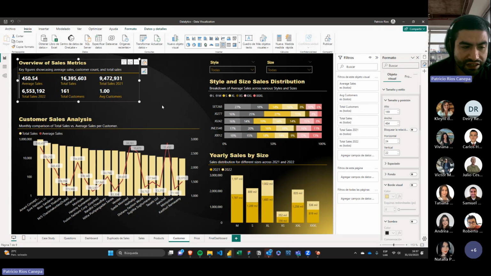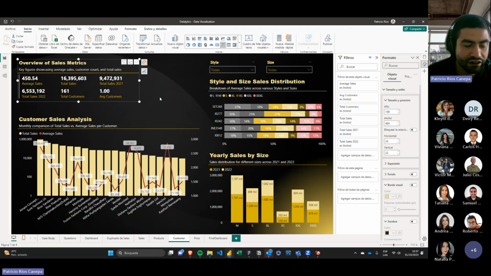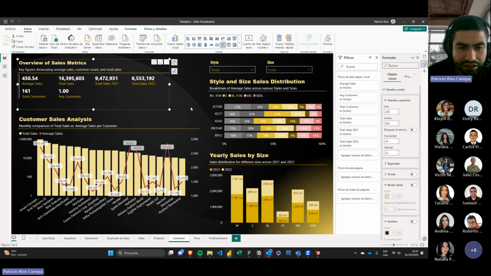And also one thing that I've been really getting used to a lot is having some sort of summary using cards in Power BI. They are really helpful to give a summary to a stakeholder or the user, so they don't get really confused with the graphics. Here's a pretty straightforward summary of the average sales, total sales, total sales in each year, total customers, and average customers. Okay, so this is a really good summary that you can start with on any dashboard that you have.